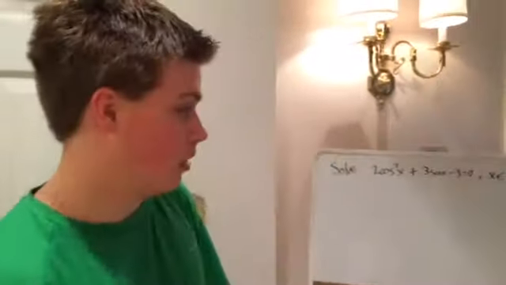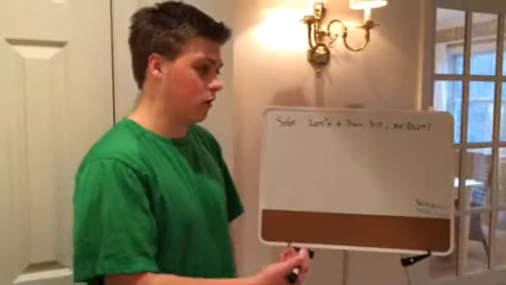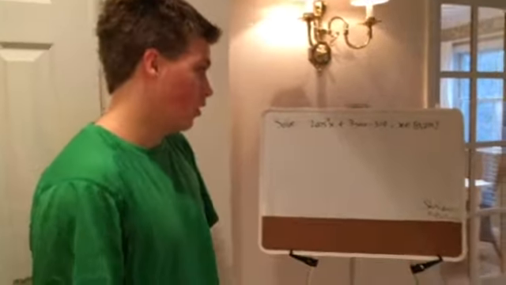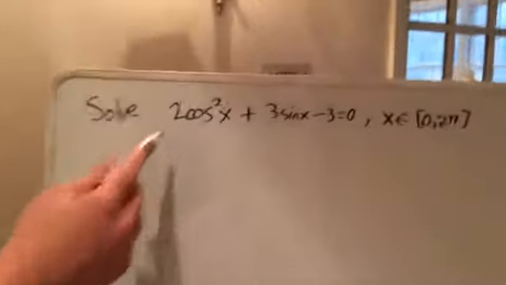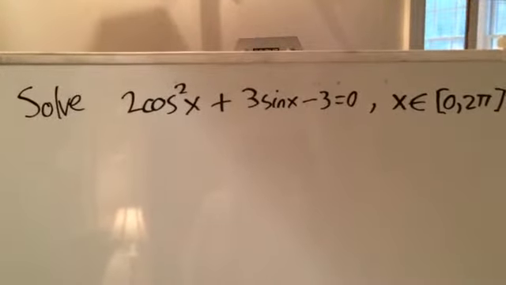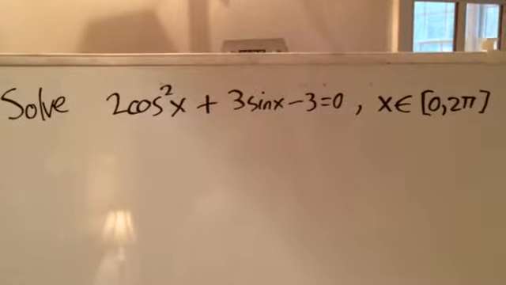Okay, so we're talking about trig equations still, and we're going to do a problem that correlates to both quadratic equations and also the unit circle. So our problem is solve 2 cosine squared x plus 3 sine x minus 3 equals 0, and x is in the range of 0 to 2 pi, which is a full unit circle.